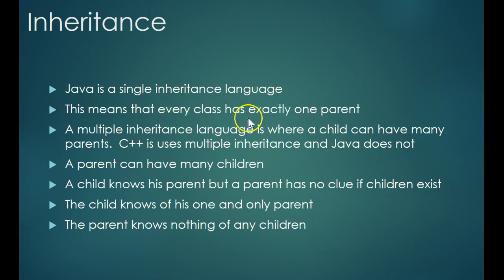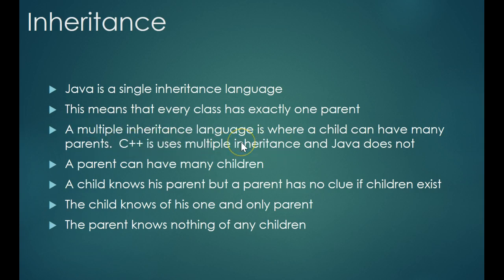That means that every class has exactly one parent. Not 2, not 0, not 3, but exactly a single parent. Every single class that we've been using up to now has one and only one parent. In a language that is what's called a multiple inheritance language, a child can have many parents. C++ uses multiple inheritance and Java does not. One can argue that multiple inheritance is better, but James Gosling, the inventor of Java, has proven that there is not a program that can be written in C++ that cannot be written in Java. Java, a single inheritance language, basically loses nothing but the complexity of C++.